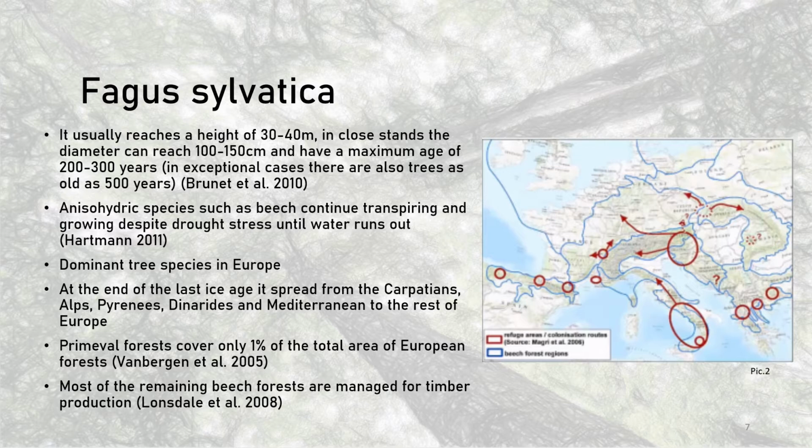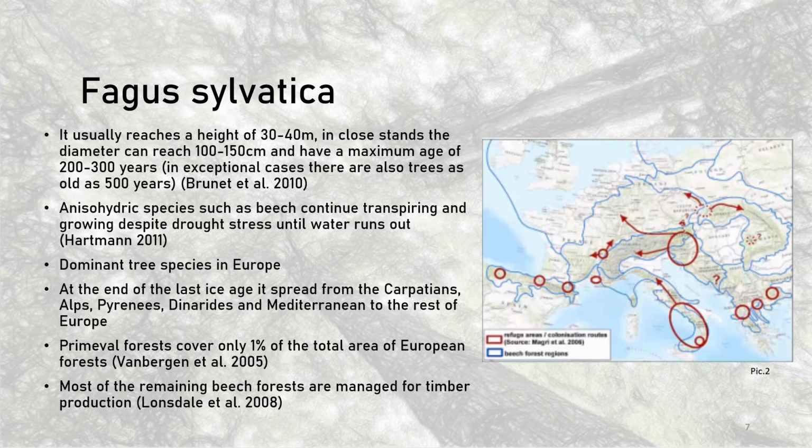the water runs out. Fagus sylvatica is the dominant tree species in Europe, and in the last ice age it survived thanks to its presence in the Alps, Carpathians, Pyrenees, and Mediterranean area. But after the ice age, from these areas, it multiplied again and covers all of Europe.